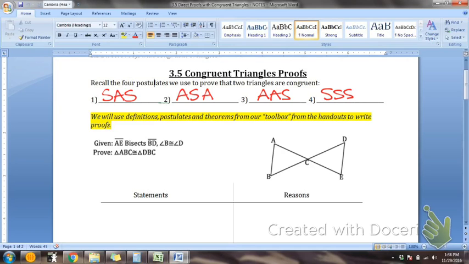Okay, so we are going to use these as our goals today to get to this place. Our goal is to get finished with this. We want to end up proving that triangles are congruent. So think about what we did yesterday. We're going to use definitions, postulates, and theorems from our, quote, toolbox to write the proofs. So what that means are things that we have learned already that we know to be true. That's what we're going to use from our toolbox. Okay, so does anybody remember how the proof starts? What do you always start a proof with?